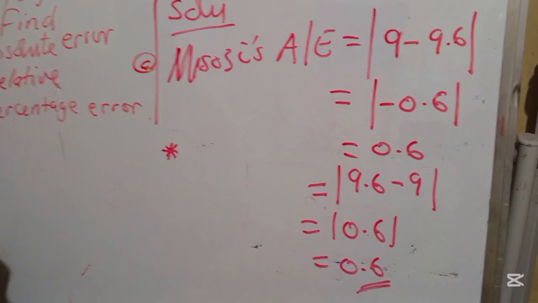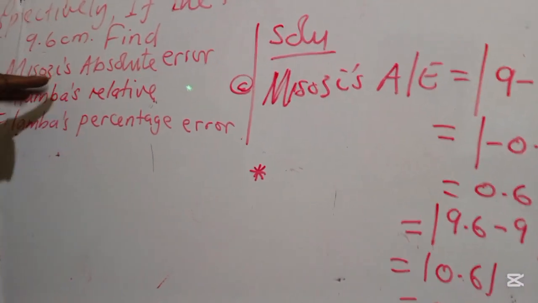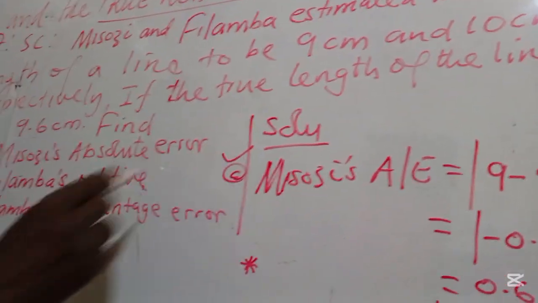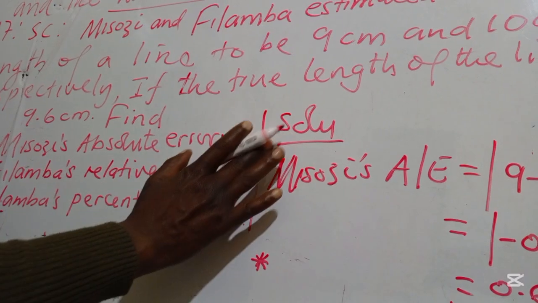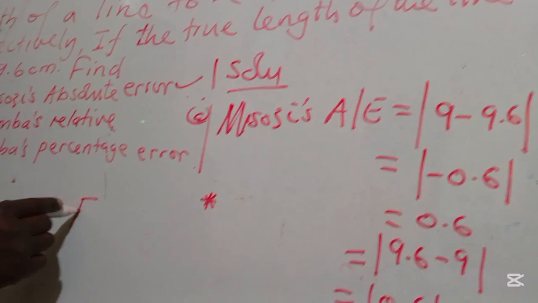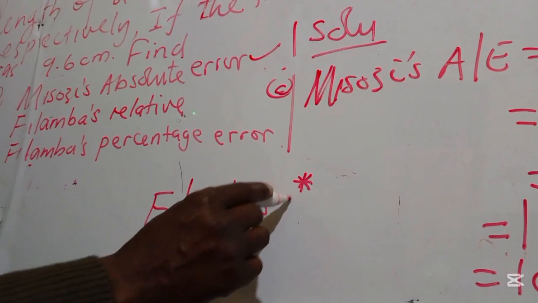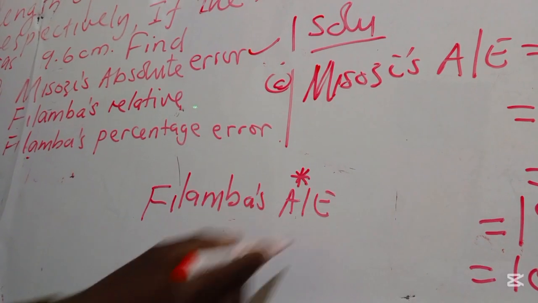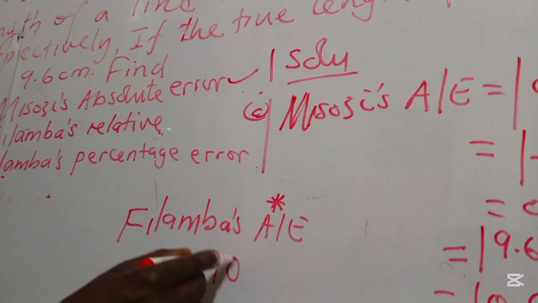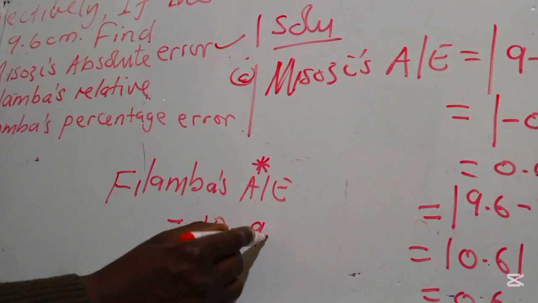Now, how do we get Philamber's relative error? So for A, I'm done: Misozi's absolute error. Now, how do I get Philamber's absolute error? We are trying now to compare. For me to get Philamber's absolute error, first of all, I should find what Philamber guessed. Philamber guessed that it was 10. Then in the actual sense, it was 9.6.